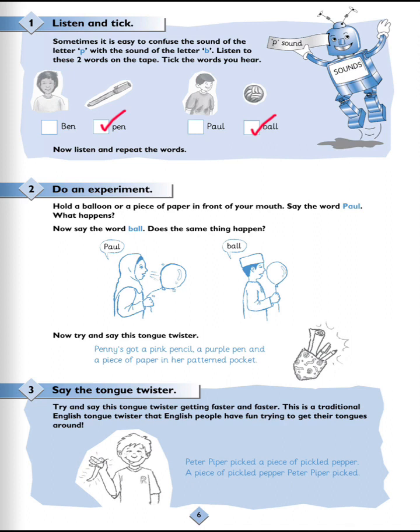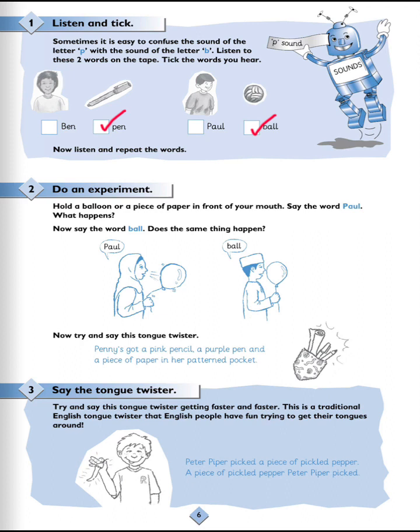Now try and say this tongue twister. Penny's got a pink pencil, a purple pen, and a piece of paper in her pattern pocket. Say this tongue twister multiple times to practice pronouncing P.